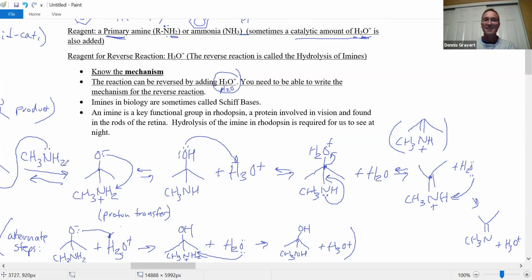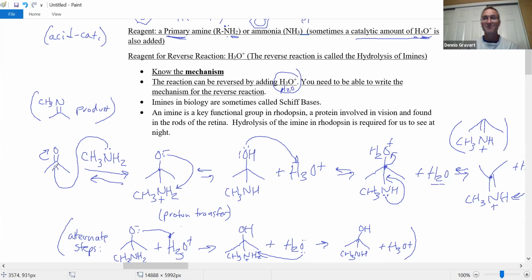So if you add excess primary amine, you drive the reaction to the right to form the imine. If you add a whole bunch of water, here's the water being added, you then drive the reaction to the left to get rid of the water you added, and you favor the hydrolysis product, the ketone, or the aldehyde, right? Just add an H here. We need the word hydrolysis. Oh, right there. The reverse reaction is called hydrolysis of imines. So we're going to be hydrolyzing a lot.